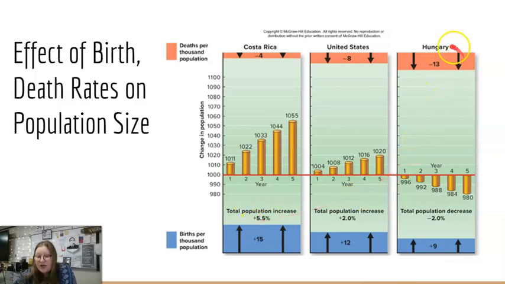If we look at Hungary, they have a higher death rate than birth rate, so their population is decreasing. United States, we do have a higher birth rate than we do death rate. It's lower, so our population is increasing much slower, but it is slowly but surely increasing.